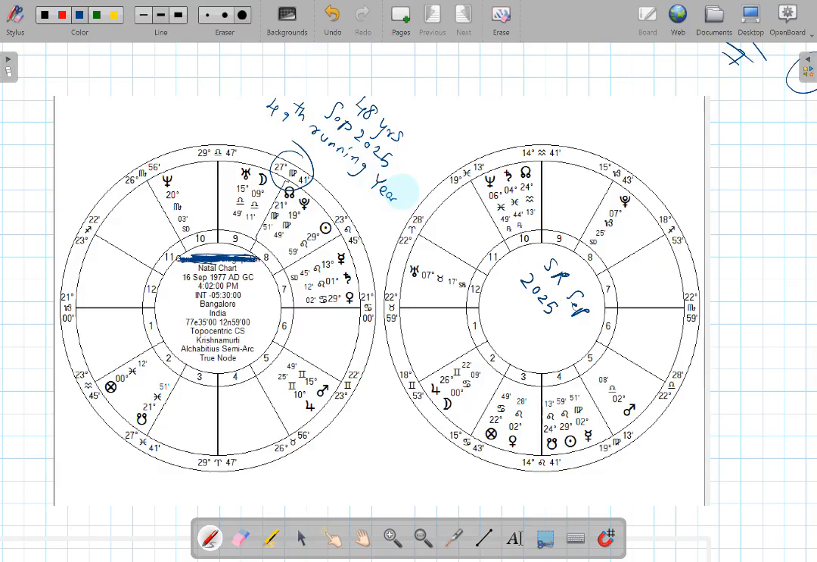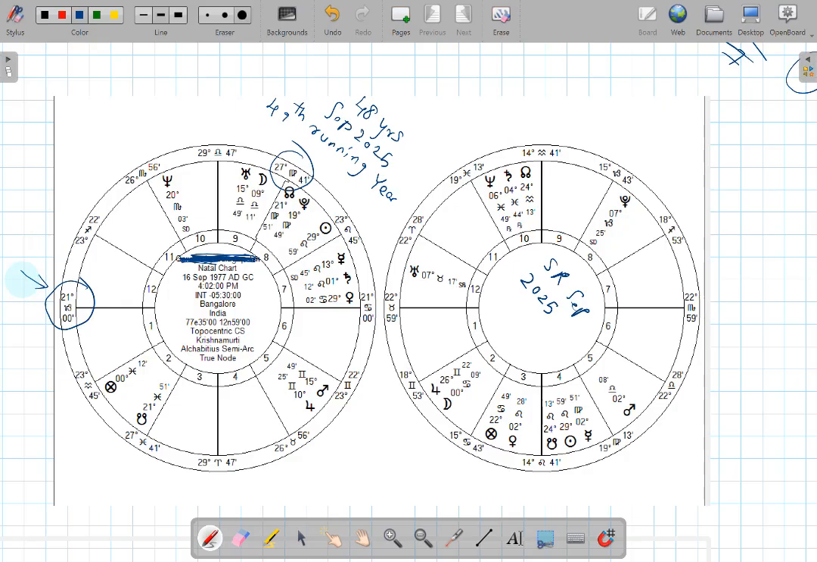Why? Because if you know the concept of profections, and I'm sure most of you are aware. If not, you can watch any video on YouTube. Every year the ascendant moves by 30 degrees to the next sign. So the 13th year, the 25th year, the 37th year, the 49th year will again land back into the ascendant. And since he is running the 49th year, again the perfected ascendant returns back to 21 degrees of Capricorn.